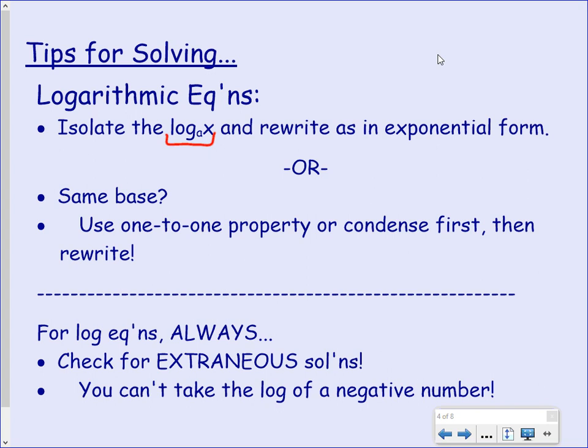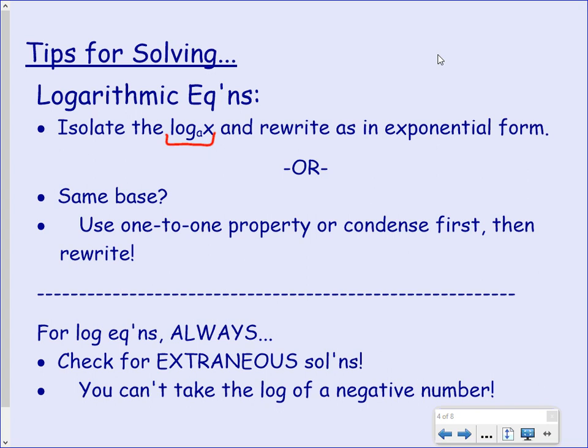Other scenarios can happen. What if they have the same base? In those cases, try one-to-one property if you can get one log on each side of the equation. If there are too many terms besides the two logs, you might try to condense first. So if you can't use one-to-one property, then one log is better than two logs in this case. So condense and then you can rewrite at the end.